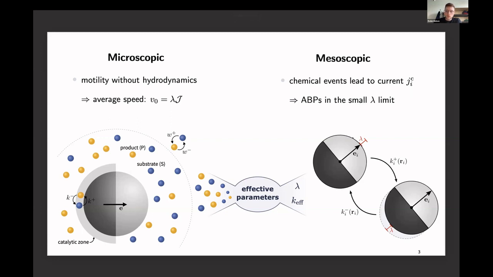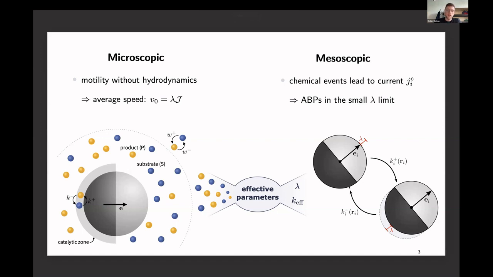So we have our catalytic particles. We no longer resolve the solute degrees of freedom, and with a given rate, Ki plus, it converts essentially a substrate to a product, and in turn is displaced by this small distance lambda along the orientation. And of course, the reverse reaction can also occur. And if you write down the evolution equation for the system, you will see that these chemical events constitute a second current to your system, which we will call the chemical current.